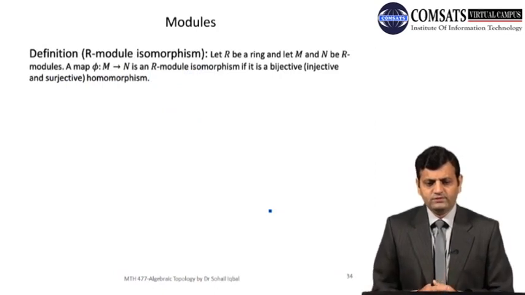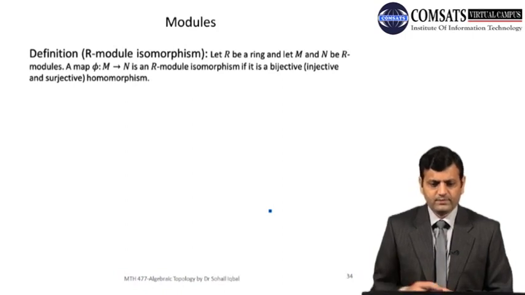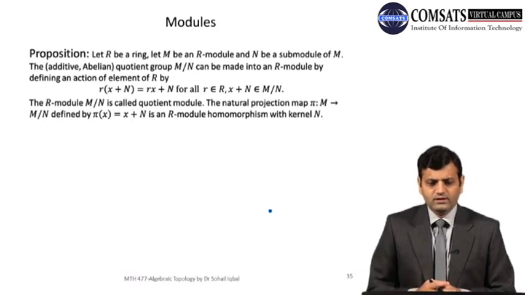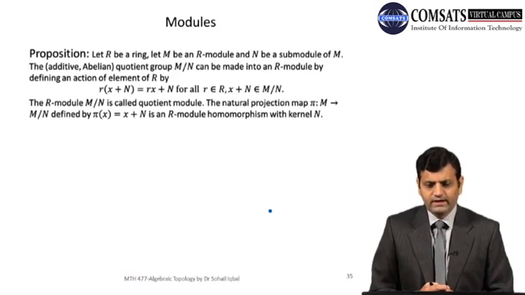So what is an isomorphism? An R module homomorphism is an isomorphism if it is bijective. Now, if we have a ring R and M is an R module and N is a submodule of M, then the additive abelian quotient group M quotient N can be made into an R module by defining an action of elements of R in the following way.